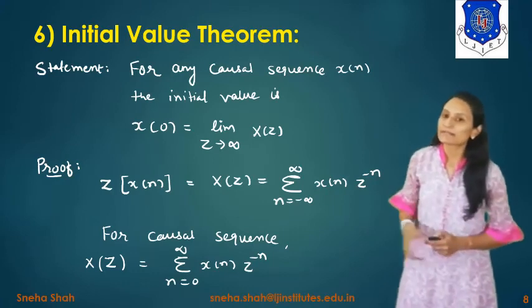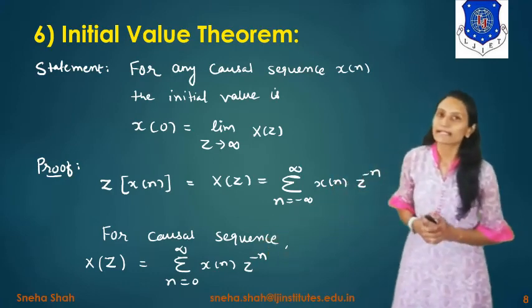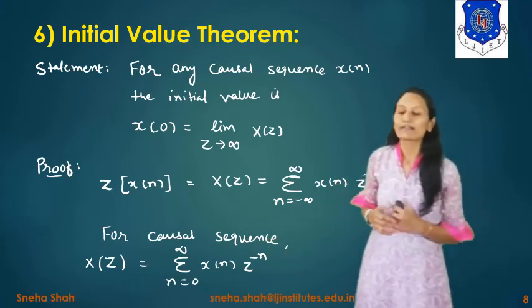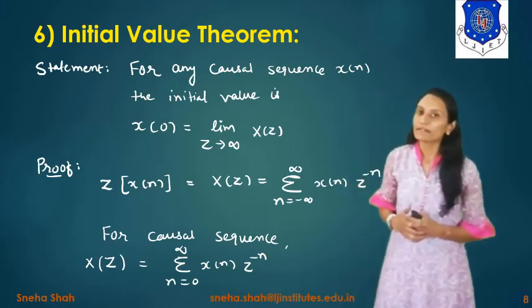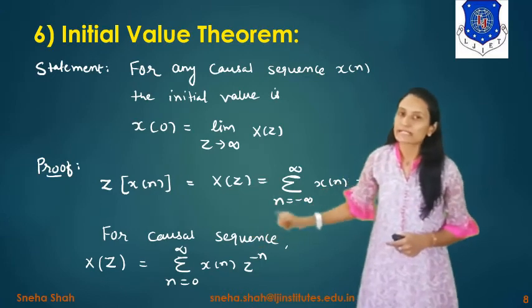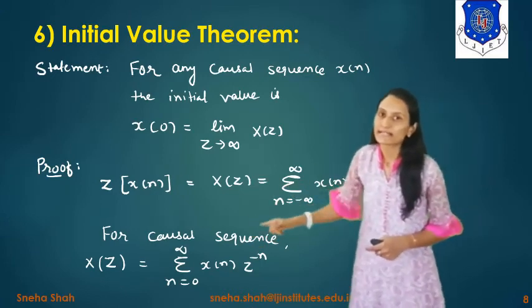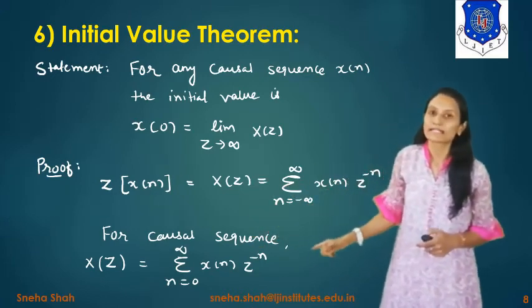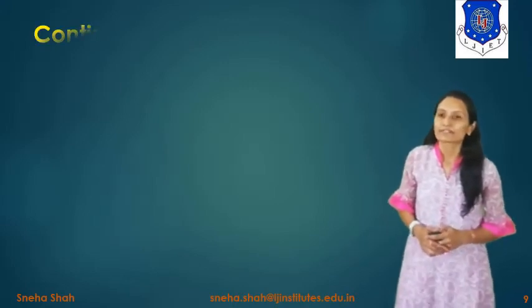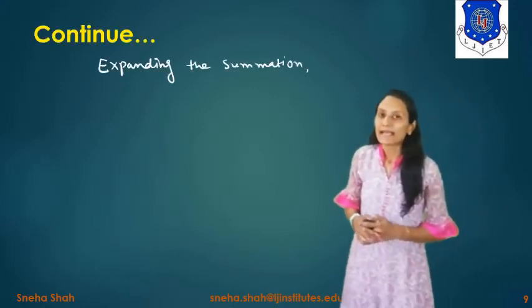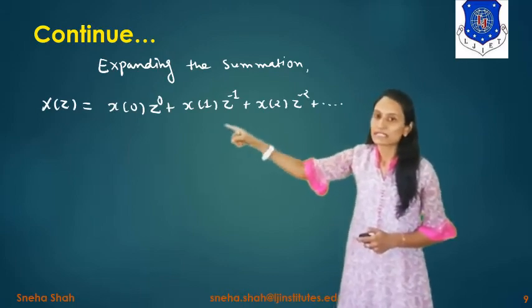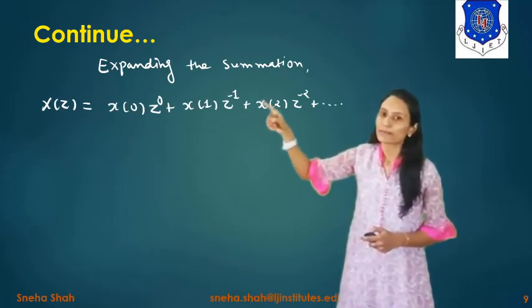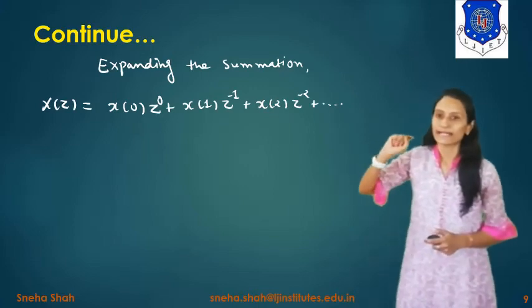Now if I am simplifying this term, you can see that instead of n, I am putting the values n equals 0, 1, 2 up to infinity. So what will be the term? x of 0 z raised to 0 plus x of 1 z raised to minus 1 plus x of 2 z raised to minus 2, likewise, right? So the next step is, by expanding the summation, we can write x of z equals x of 0 z raised to 0 plus x of 1 z raised to minus 1 up to infinity.